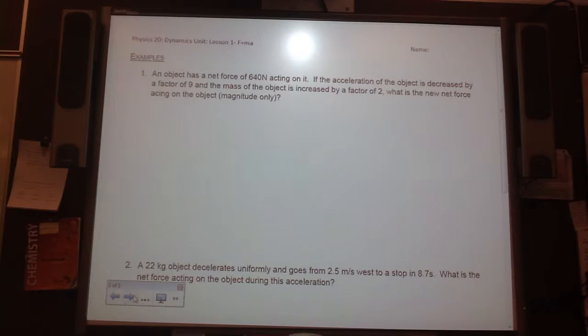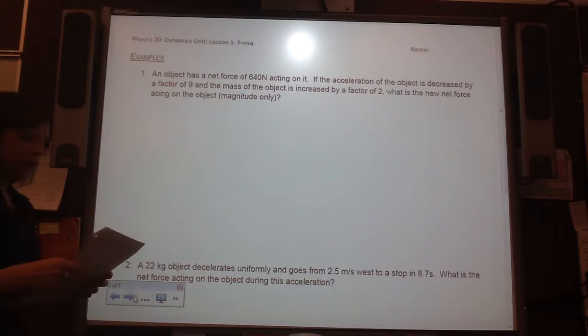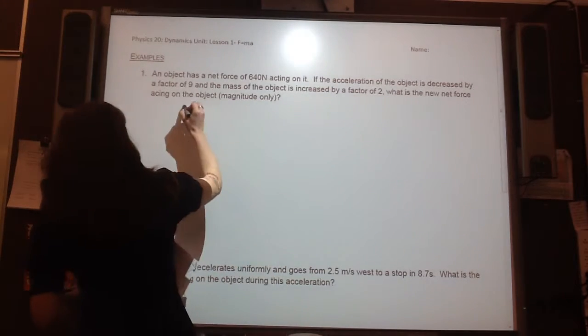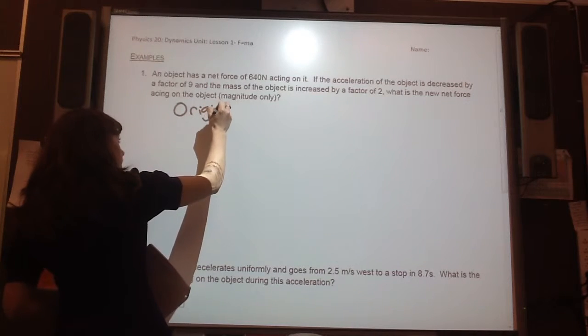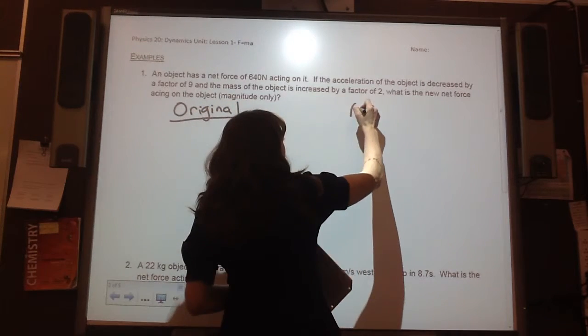Okay, let's try a couple examples of how we would use this formula. An object has a net force of 640 newtons acting on it. If the acceleration of the object is decreased by a factor of 9, and the mass of the object is increased by a factor of 2, what is the new net force? We're not given a lot of data, we're just told how much it changes by. Anytime you have a question like this, you must set it up with your original, and then your modified.